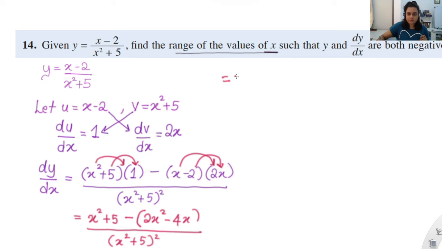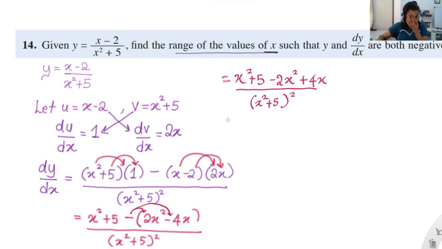Okay, so here is going to be x squared plus 5 minus 2x squared plus 4x. Because here minus becomes plus. Okay, following up. Then the divide, still don't forget to copy back x squared plus 5 squared. Okay, the up one, anything that we can solve, x squared and x squared here becomes minus x squared plus 4x plus 5. Okay, done.